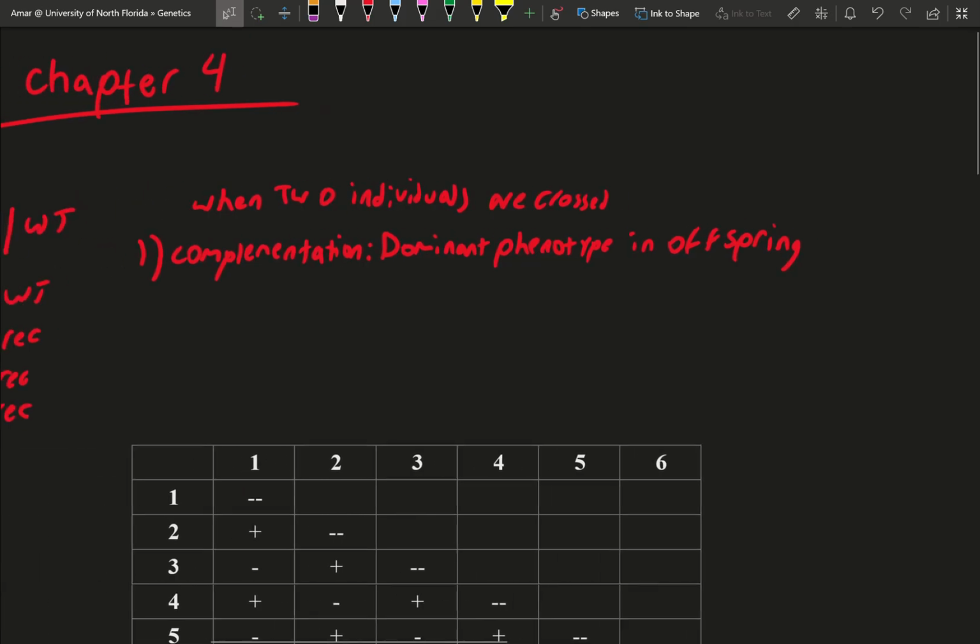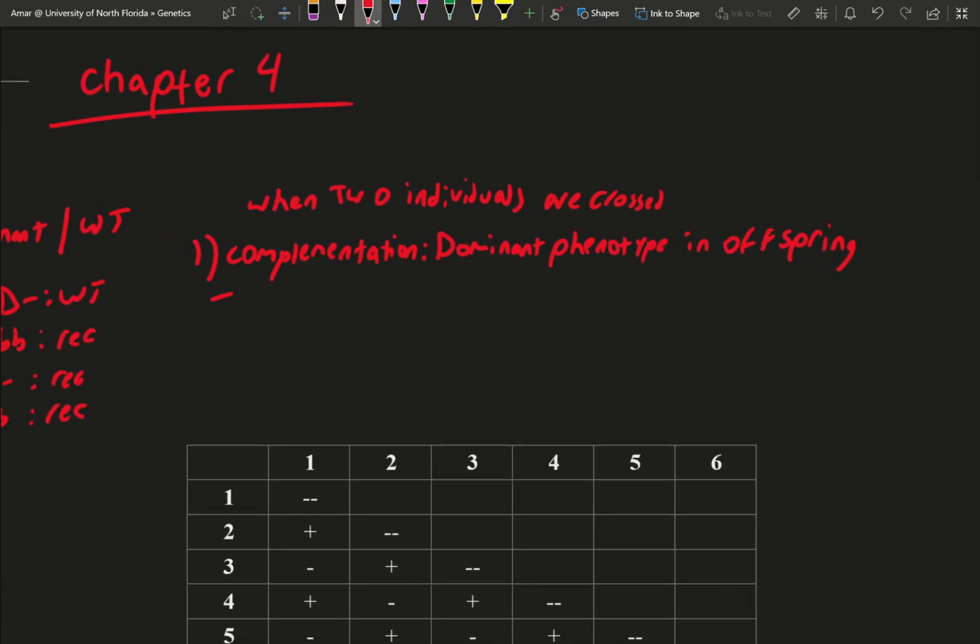Another thing to note about complementation is this is typically referred to as a plus symbol in a typical complementation table, but it can be referred to as a different letter or something like that, which we will go over later. And whenever you have this plus symbol, if you're seeing complementation, that means that these two individuals, these original two parents, must be recessive at two different genes.